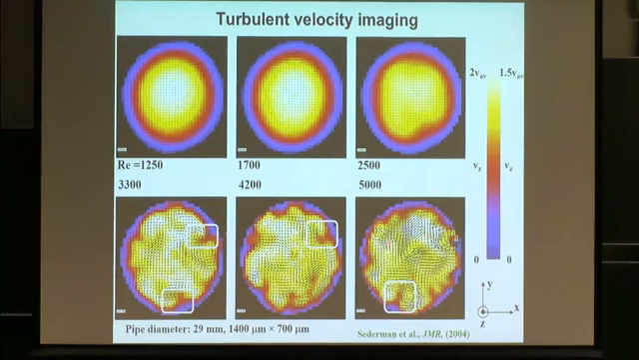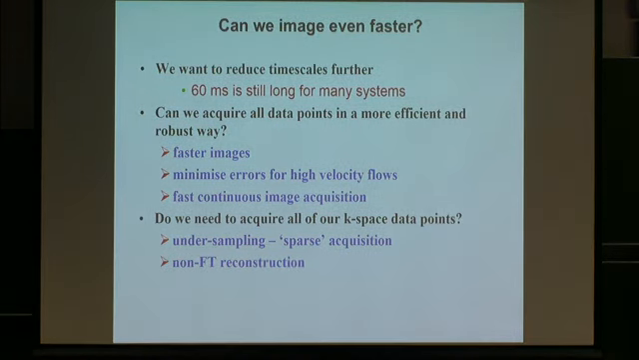So we can show that the timescale of the imaging, 60 milliseconds here, is still short enough for this experimental system to be able to capture the velocities on a timescale short compared to those fluctuations, because we can actually monitor the timescale of those fluctuations as well. But of course, once you start going down here, you say, well, can we go further? There are still many systems for which 60 milliseconds is too long. So what we wanted to look at was other ways in which we might be able to acquire the information in a more efficient, more robust way, particularly to get faster images.